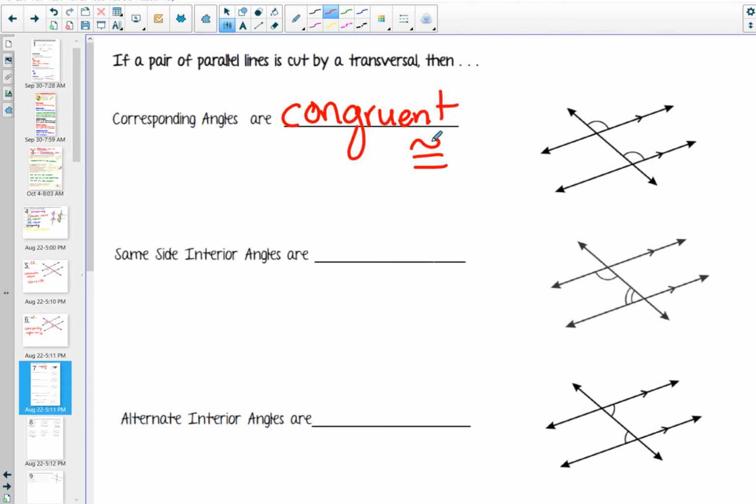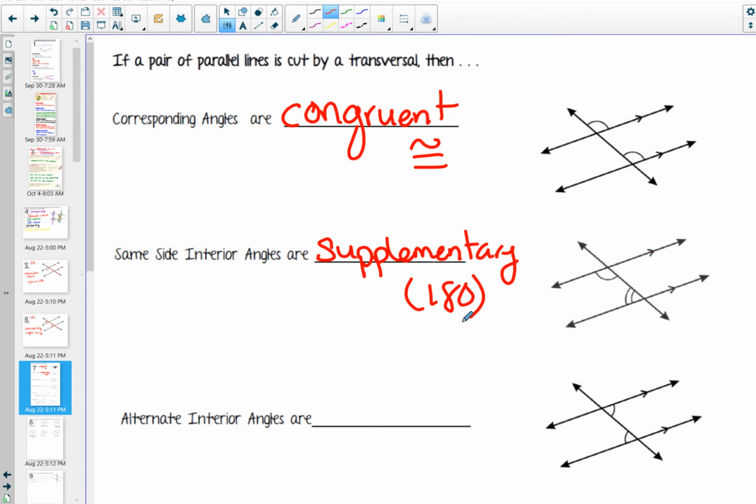I also like to put the symbol, just because it makes me happy. Now here we go. Same side interior, as we said, means the same thing as our consecutive interior. I like to call them same side because it's the SS. Same side interior angles, what are they? Supplementary. They're going to add to 180.